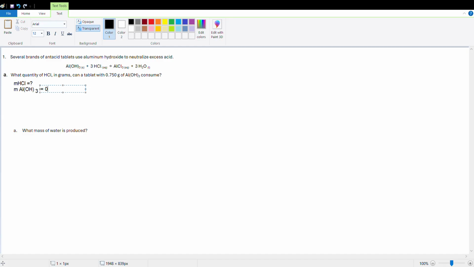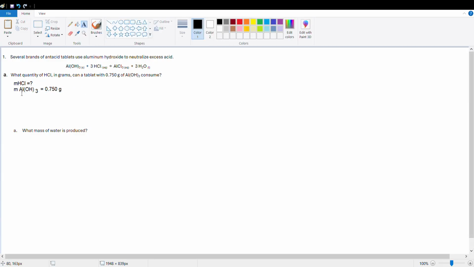Which is equal to 0.750. Now, what is the methodology we're going to use? Because mass is given to us, and we have to find the mass of HCl, it's always a good thing to use a mole ratio and find the moles first and find the mass later. So we know the formulas, and we can apply them here.